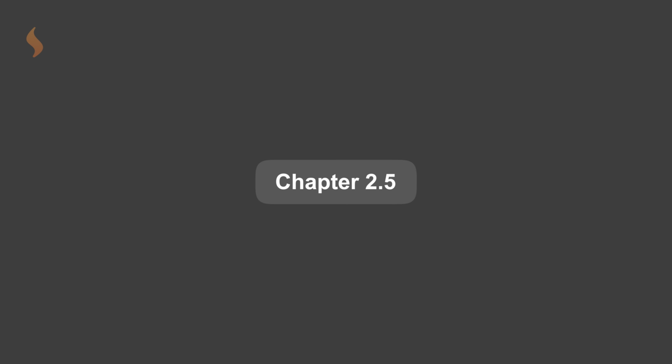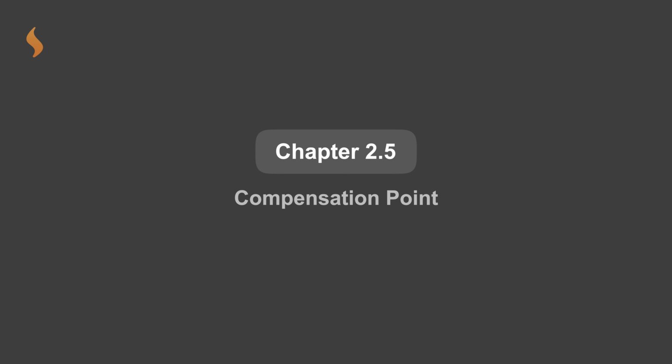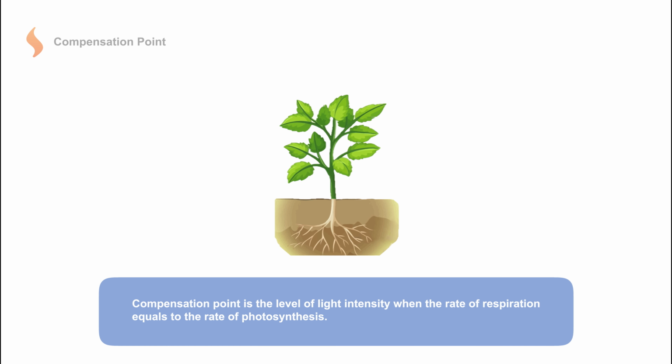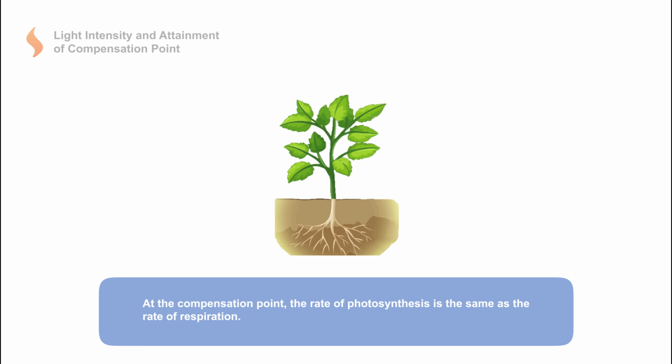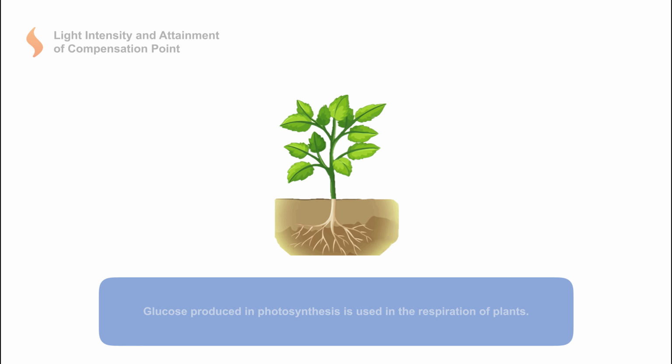In Chapter 2.5, we are going to discuss the compensation point. Compensation point is the level of light intensity when the rate of respiration equals the rate of photosynthesis. At the compensation point, the rate of photosynthesis is the same as the rate of respiration. Glucose produced in photosynthesis is used in the respiration of plants.